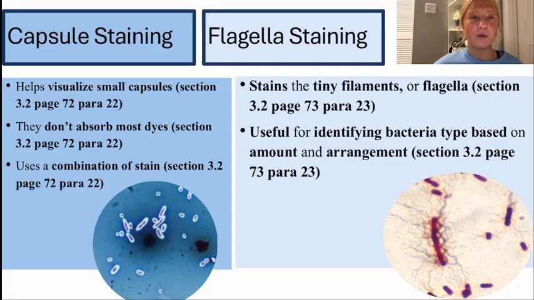So now I'm going to go a little bit more into capsule staining and flagella staining. Capsule staining will help visualize the small microbial capsules, and they don't absorb most dyes. This is why the combination of the negative and positive stain is used, and you can see the halo around the capsule. And then we have flagella staining. This is good to see the tiny filaments or flagella used for motility, and this is good for identifying the bacteria type. Based on the amount of flagella or the different arrangements, they are able to better identify what the bacteria is.